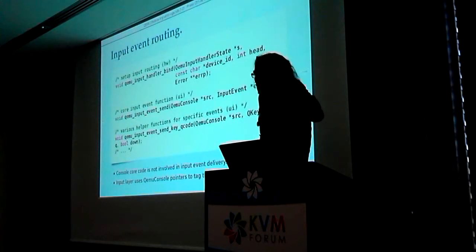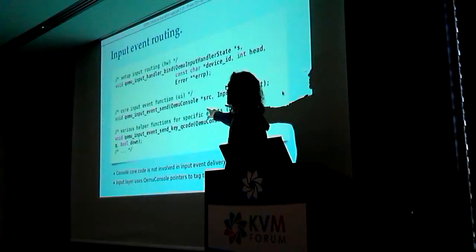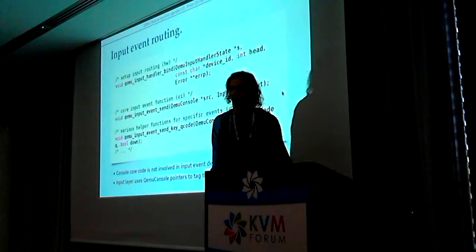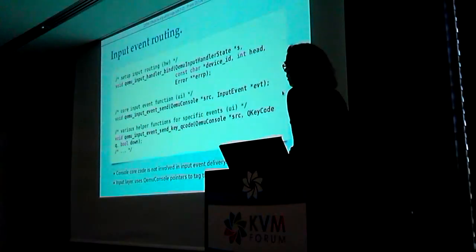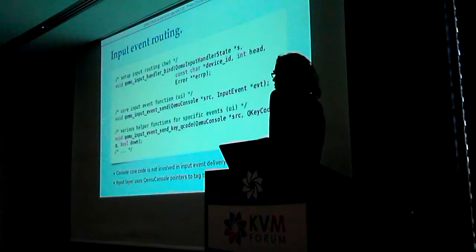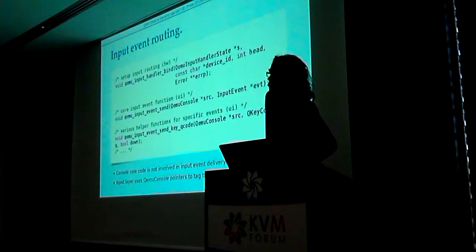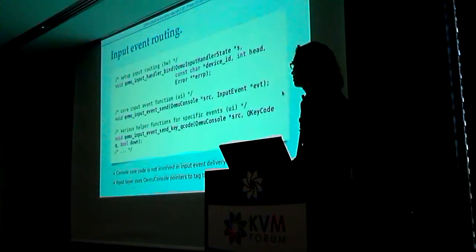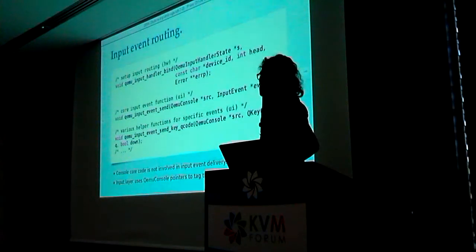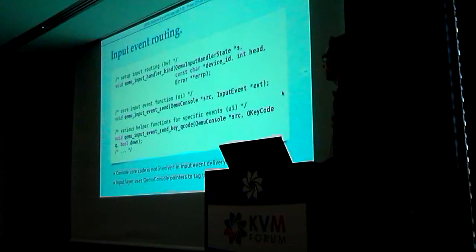And then each time an input event is sent to the console core, the console where it is coming from is passed to the console core. And the input code basically uses the QEMU console just as a tag of where the input event is coming from to figure out which device it should go to. So the console code isn't directly involved there. It's just used to indicate where the event was coming from.